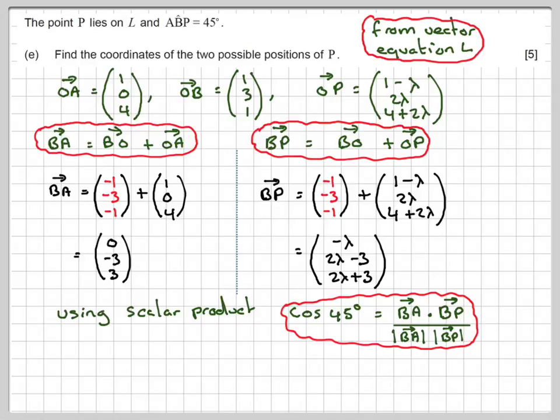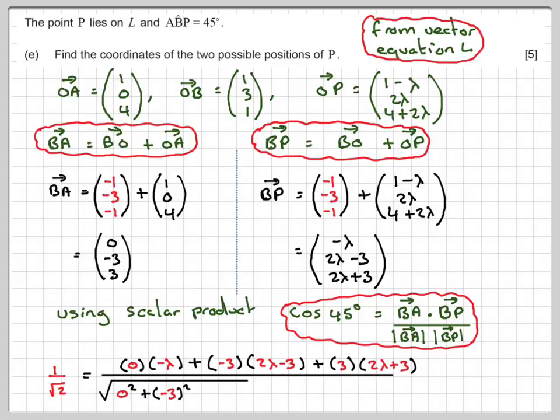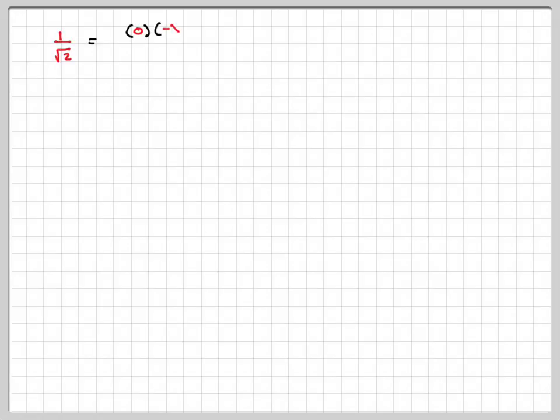Now the cos of 45 you need to know that it's 1 over root 2, otherwise you're going to be rather stuck with this. So we have to do 0 times minus lambda, minus 3 times 2 lambda minus 3, 3 times 2 lambda plus 3, over the magnitude of 0 squared plus minus 3 squared plus 3 squared, again put that into brackets, divided by the magnitude of minus lambda squared, 2 lambda minus 3 all squared, 2 lambda plus 3 squared. Writing that out again.